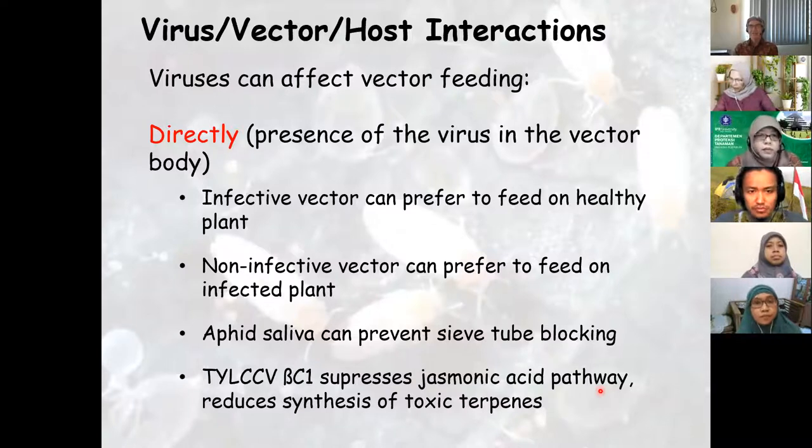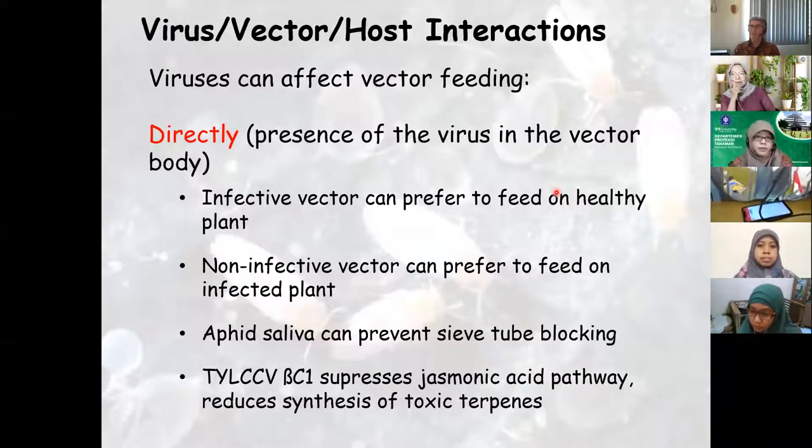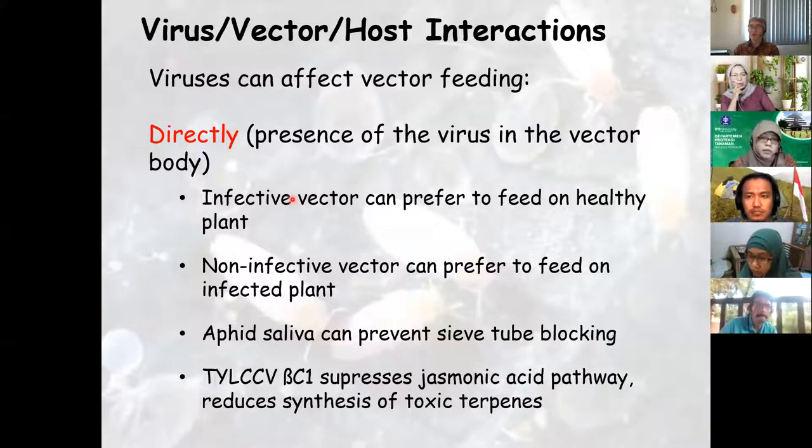Right, and viruses can directly affect how a vector feeds as well as indirectly. Quite often, when a vector is not infective, it prefers to feed on an infected plant. When the vector is infective, carrying the virus, it can prefer to feed on a healthy plant. So people do choice tests with the vectors in infected and healthy plants. By this mechanism, an aphid or a whitefly that is not carrying the virus would prefer to feed on a plant that's infected. Once it's infected, it prefers then to move on to another healthy plant and spread the virus.